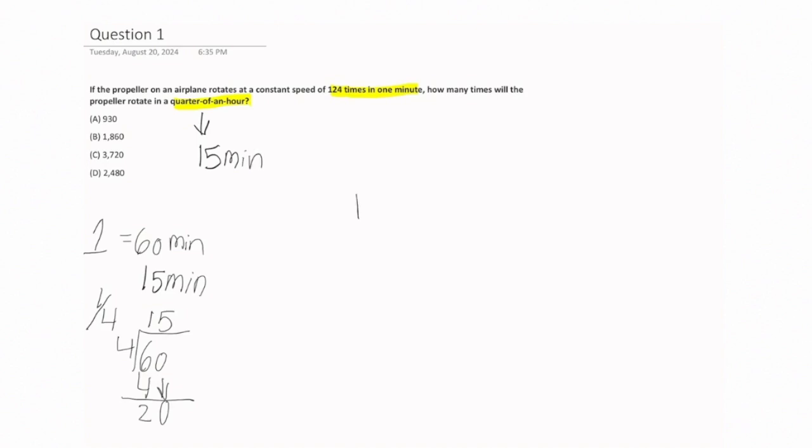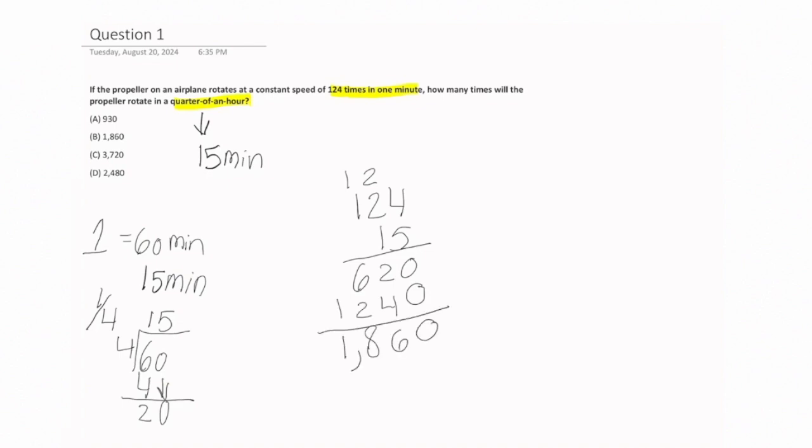So next we know that 124 times is the constant speed of the propellers. So we need to multiply that by 15 minutes. After we completed the equation, we saw that our outcome came out to 1,860, making our answer B.